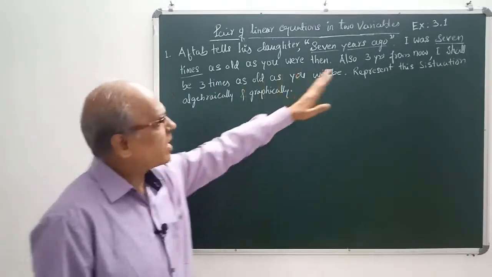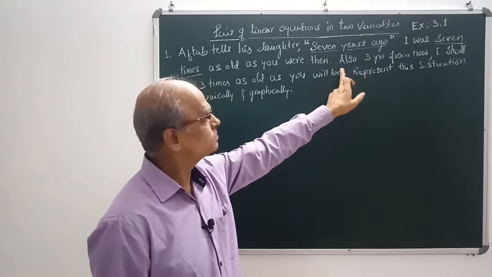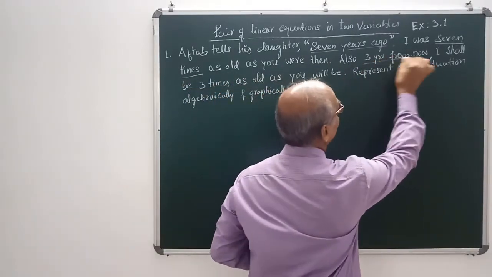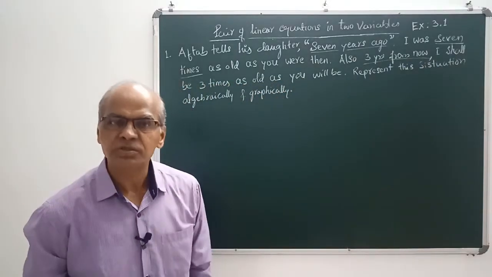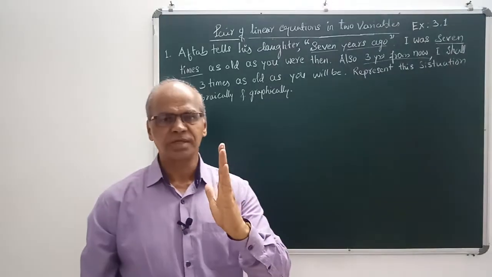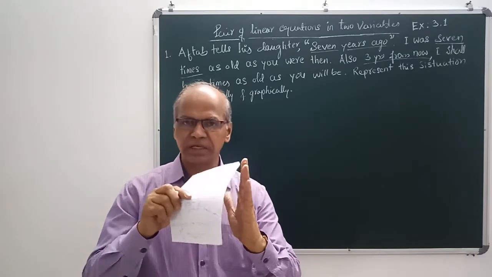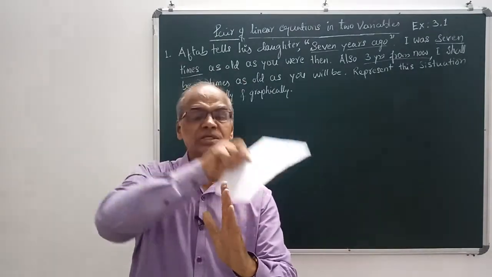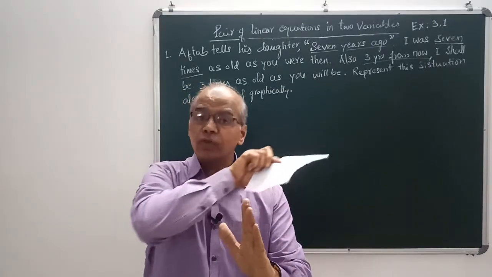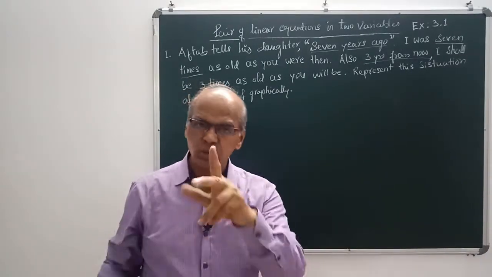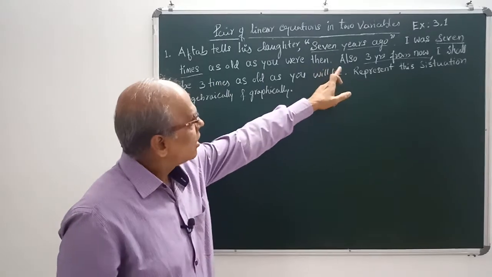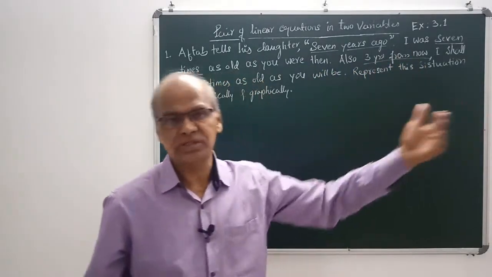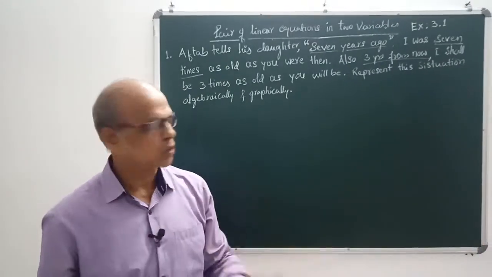Understood? Next part of the question, you see. Also, 3 years from now, this is also a point to be noted. 3 years from now means you are here at the center point, that means the present age. Past is here; 7 years ago means this side. 3 years after means this side. Words like "from now" or "hence" are used in the questions. Also 3 years from now or 3 years hence, this may be used in the question.